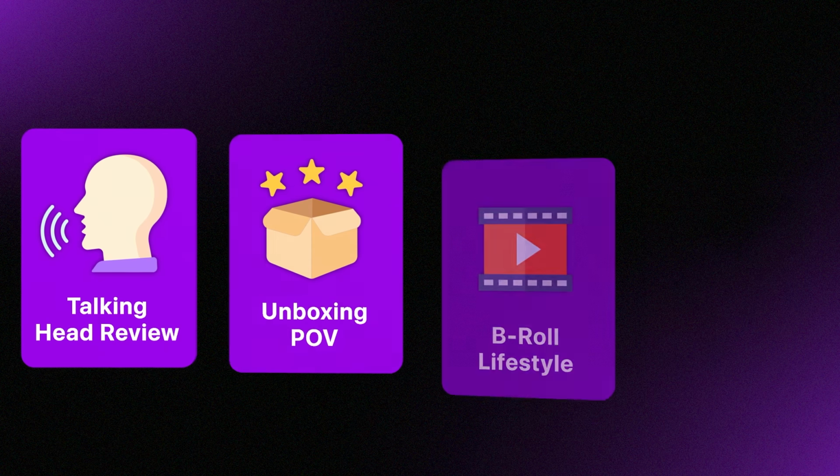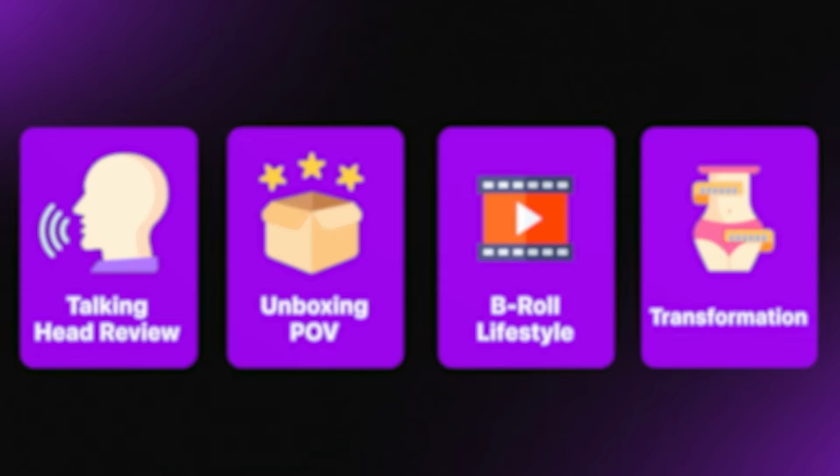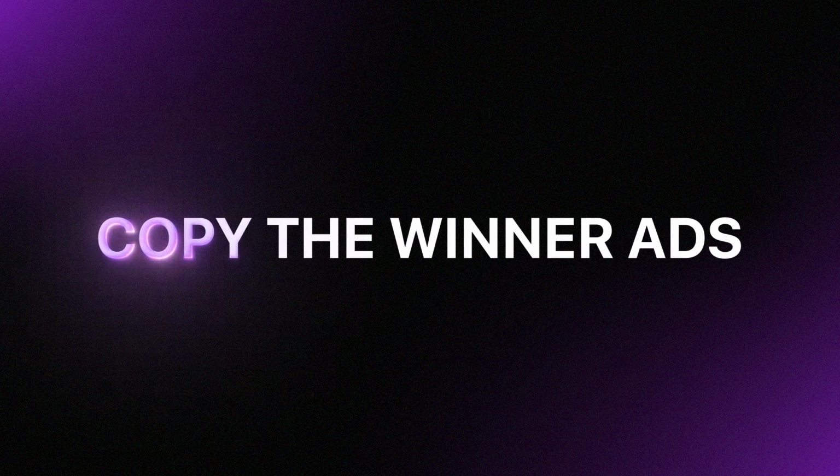If you build out UGC ads in these 4 formats, you can run a successful campaign easily. But to actually make the campaign profitable, you need one more thing: copy the winner ads. The old problem with UGC ads was that you had to hire influencers, and they'd charge so much per ad that running experiments was a financial gamble. AI UGC completely solves that.